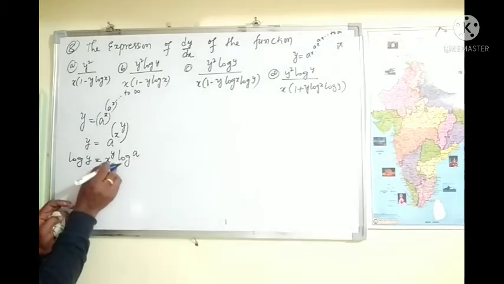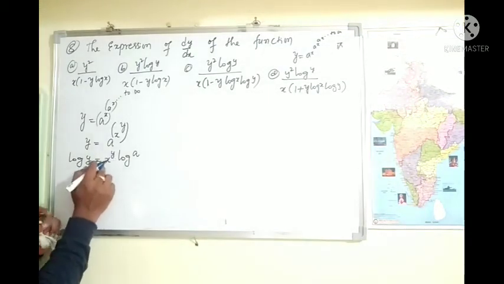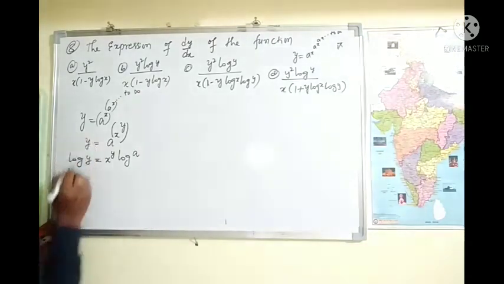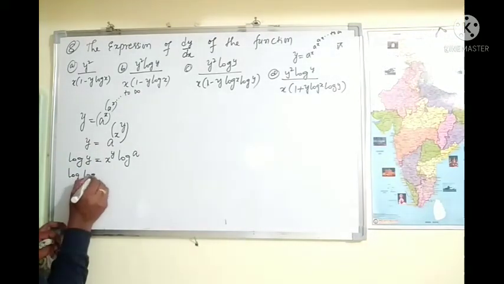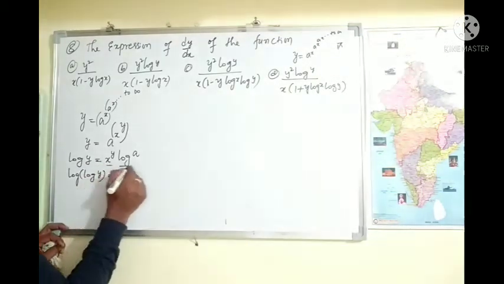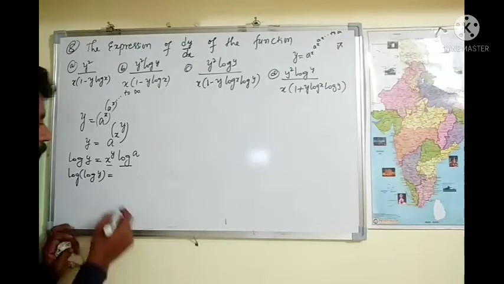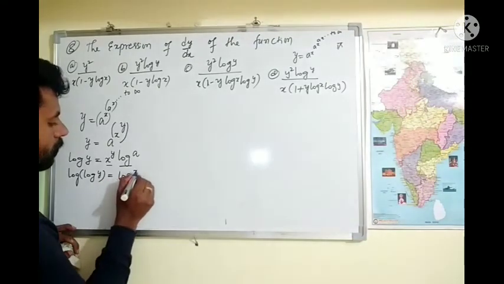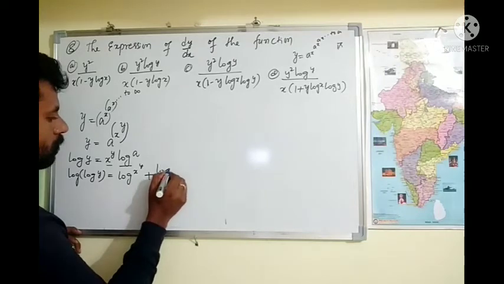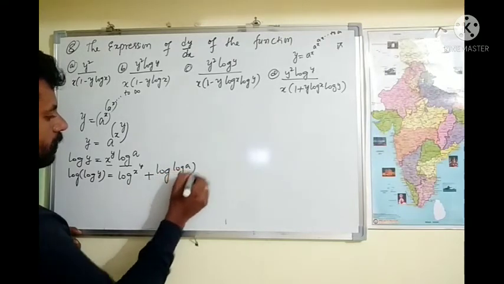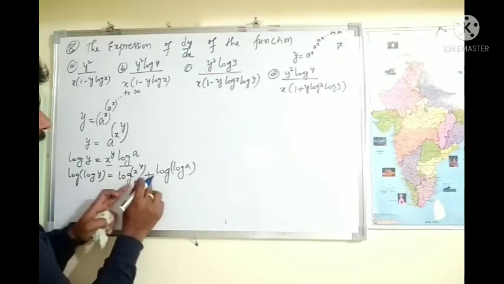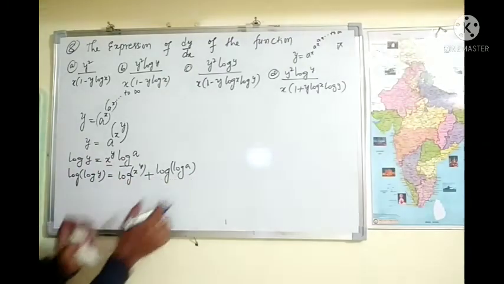See, again this result is in the form of u to the power v. That's why I take the logarithmic form again. Take log on both sides, again: log of log y is equal to log of this term. Here we have two terms. Log of ab can be written as log a plus log b. Log of log a, here we get the term.